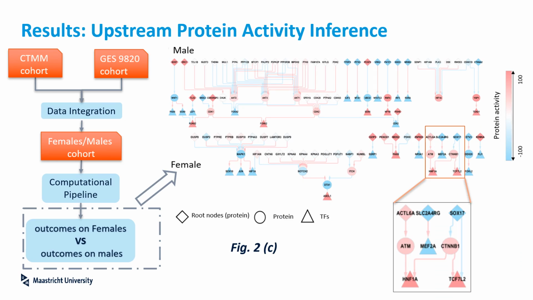We also generated a female and male signaling pathway network based on the female and male-specific pathway and transcription factor activities. As we can see from the result, for instance, HNF1A as a female-specific transcription factor is indirectly activated by ACTL6A and inhibited by SOX17.